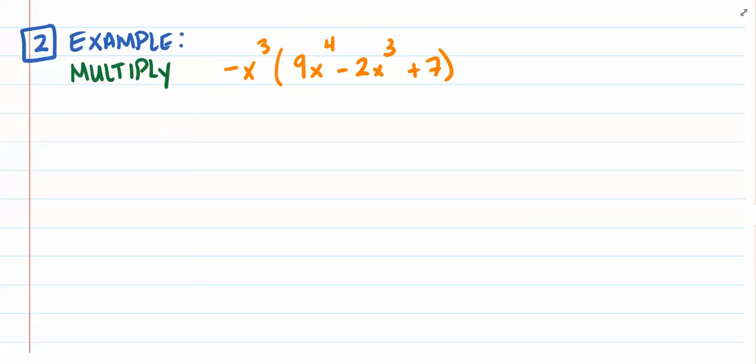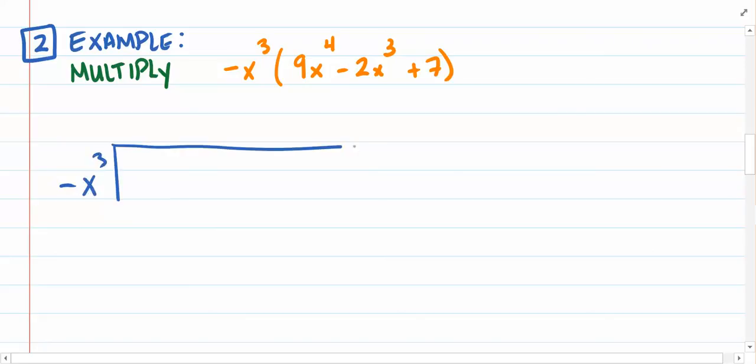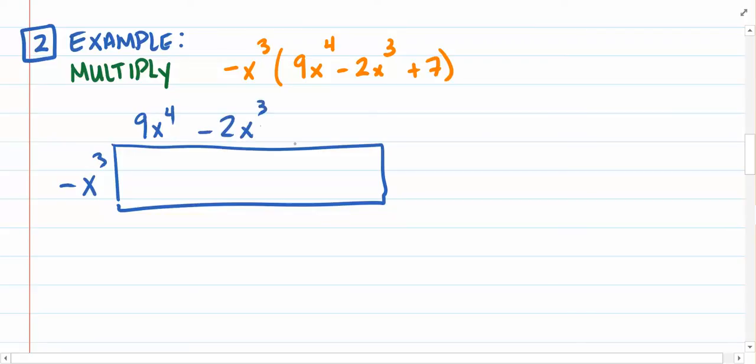Box number 2 is another example. It says multiply. I'm going to go ahead and use the box method since that one's just my favorite. So I have a negative x cubed, and I'm going to multiply this all by 9x to the 4th minus 2x to the 3rd, and then plus 7. And then I split my boxes up accordingly.